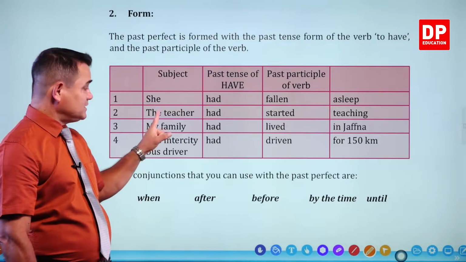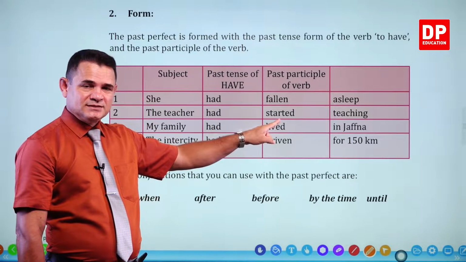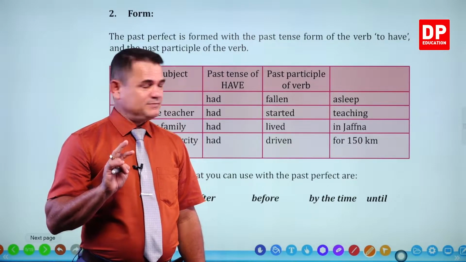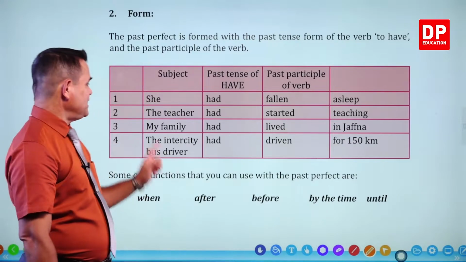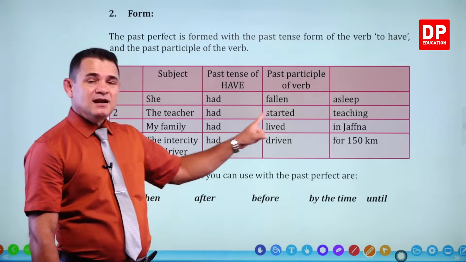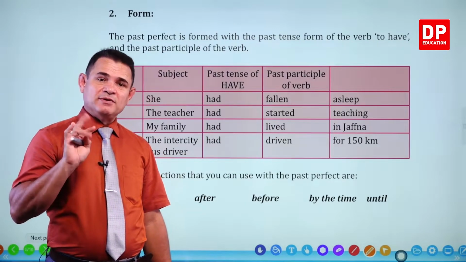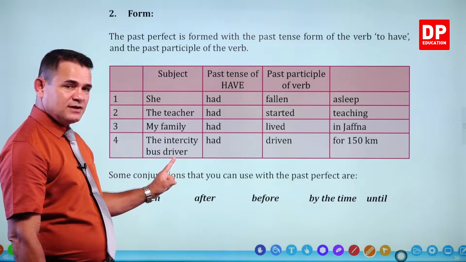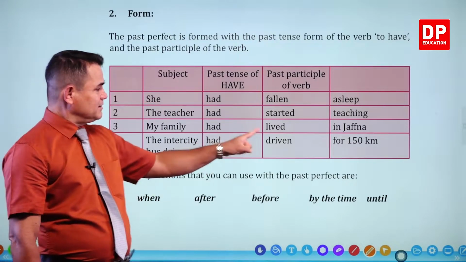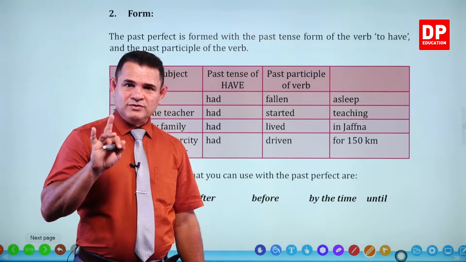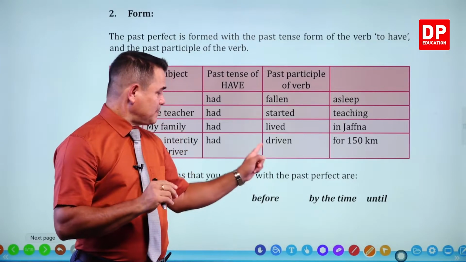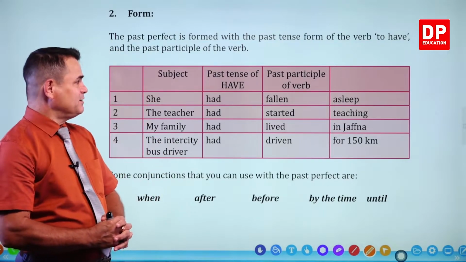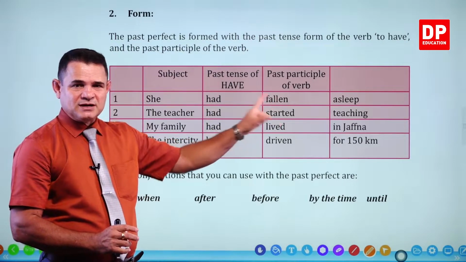In the same way, the second one, the teacher had started. Had plus started: start, started, started. Past participle. Teaching. And my family had lived. Had plus live, lived, lived. Past participle. In Jaffna, the intercity bus driver, subject, had, driven: drive, drove, driven, third form, that is past participle, had driven 450 kilometers. Very simple. It is clear, now remember, past perfect means had plus the past participle form of the verb.